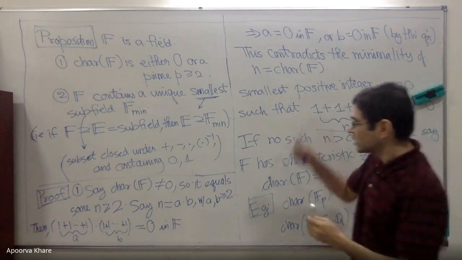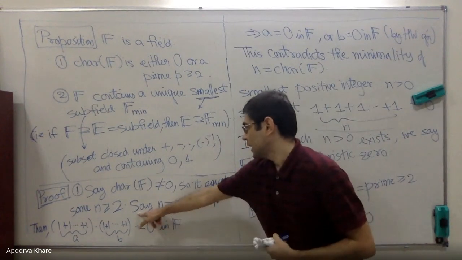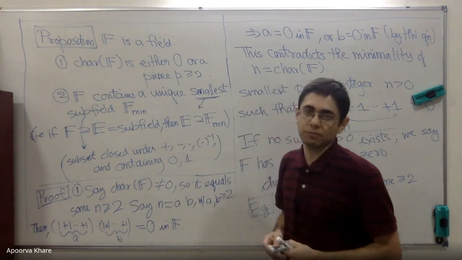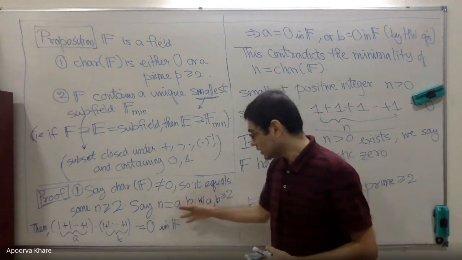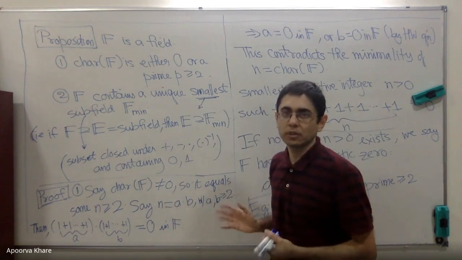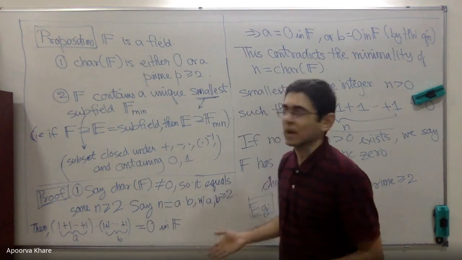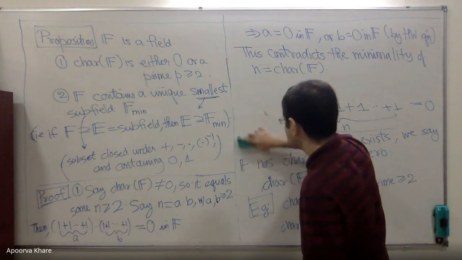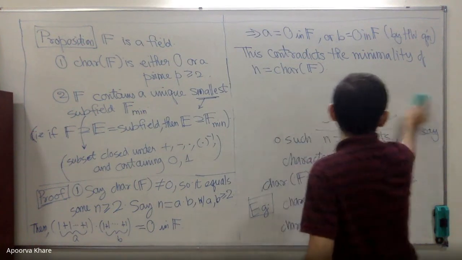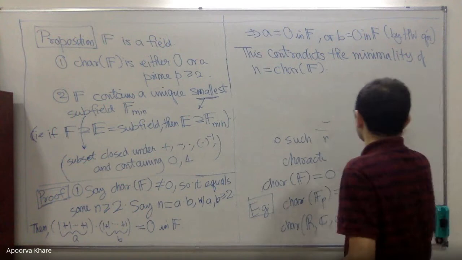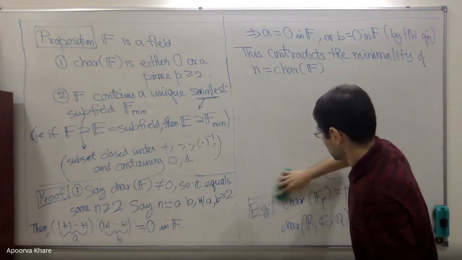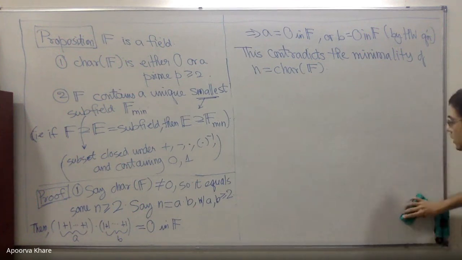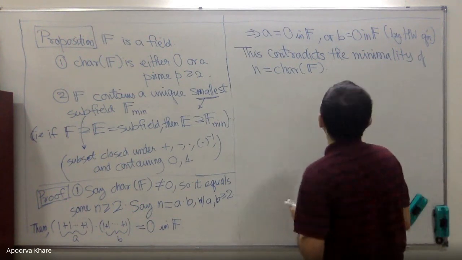So the contradiction means that the assumption we made, that n equals a times b with both of them bigger or equal to 2, must be false. And therefore n is not the product of two integers strictly bigger than 1, so n must be prime. That's the definition of a prime number. Right? It does not admit a product factorization into two numbers, both of which are 2 or more.